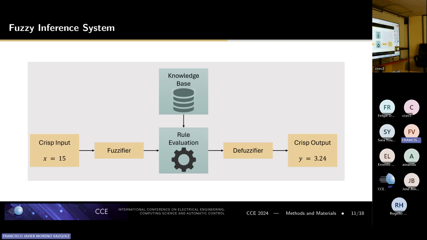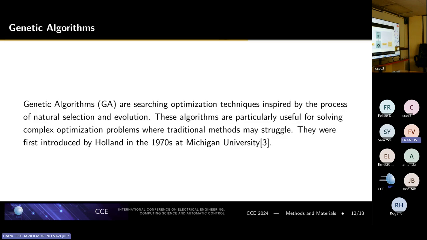We convert this crisp input into a fuzzy number that we can then defuzzify to get a crisp input that is completely different from the original crisp input, but in terms of fuzzy logic. And the optimization technique that we choose is genetic algorithms, which are inspired by the process of natural selection and evolution. These algorithms are particularly useful for solving complex problems where traditional methods may struggle.